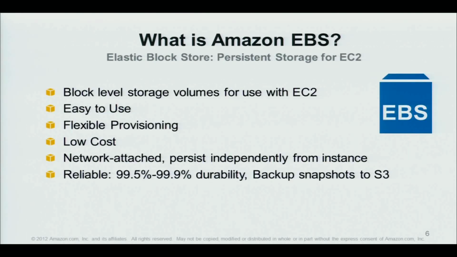The next service I want to cover today is Amazon EBS, or our Elastic Block Store offering. Amazon EBS provides block-level storage volumes for use with EC2, providing low-latency access to your applications running on Amazon EC2. EBS volumes persist independently from the instance. So if you terminate your EC2 instance, your volume will continue to persist. They're easy to use, so it's as easy as creating an EBS volume, specifying the size of that volume, and attaching that volume to your instance.